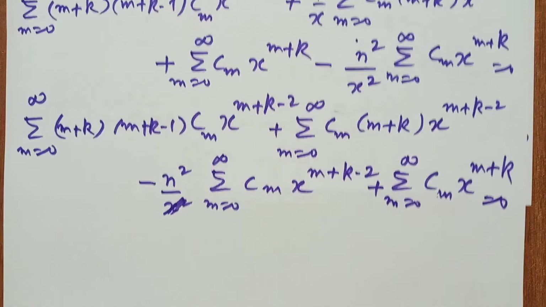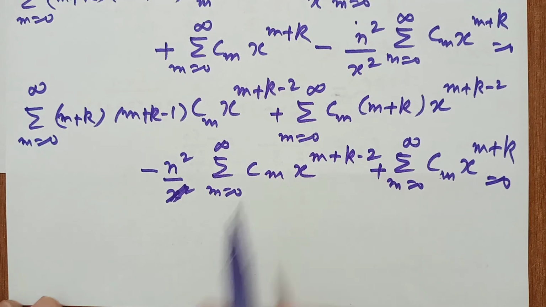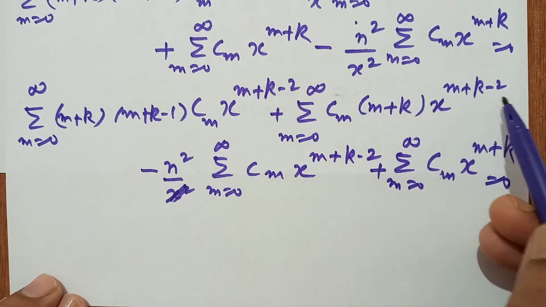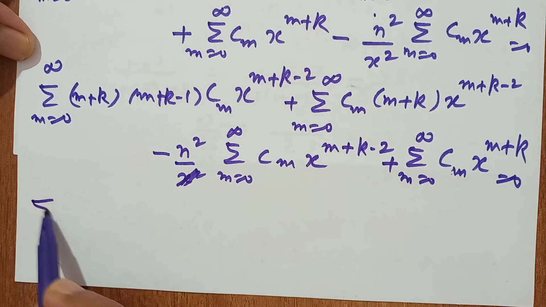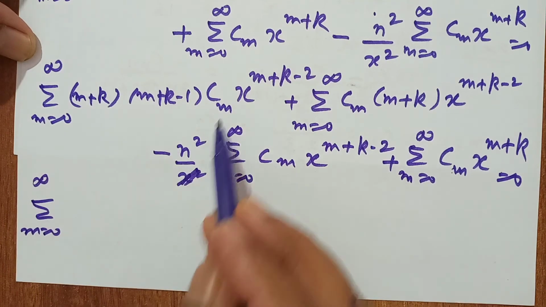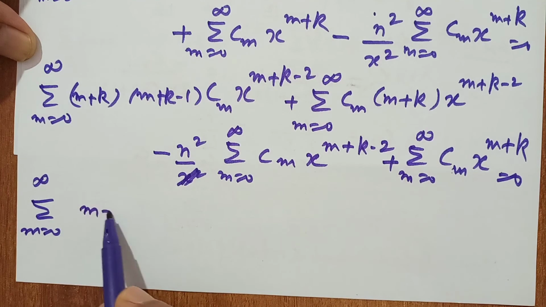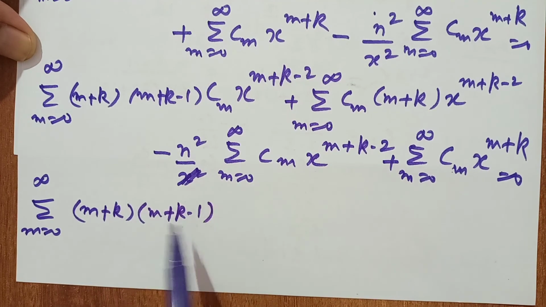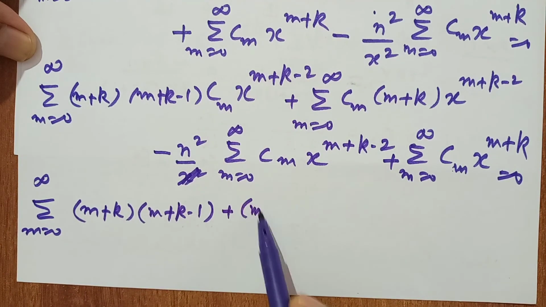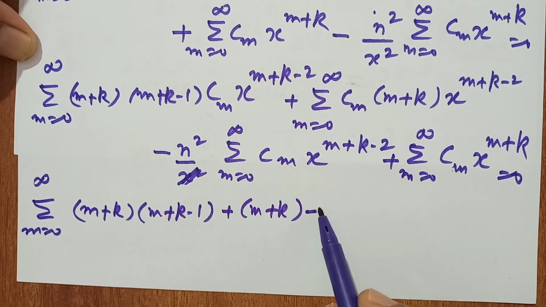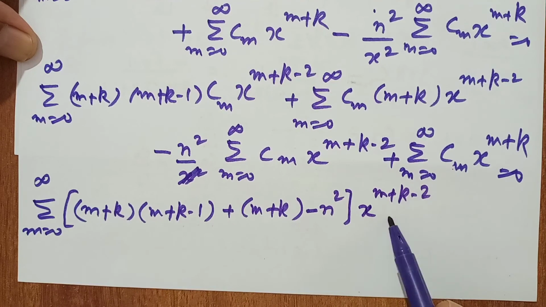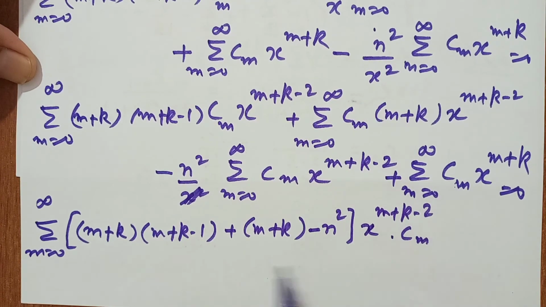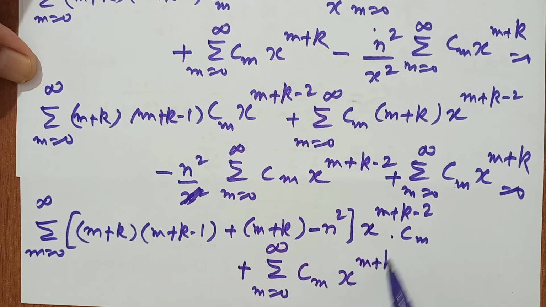Now we collect the same power of x, meaning x to the power m plus k minus 2 in the first, second and third terms. By collecting the same power of x, sigma m equal to 0 to infinity, Cm x to the power m plus k minus 2 is common, so (m plus k minus 1) is the first term, plus (m plus k) the second term, and minus n square. And this is the last term, plus sigma m equal to 0 to infinity Cm x to the power m plus k, is equal to 0.